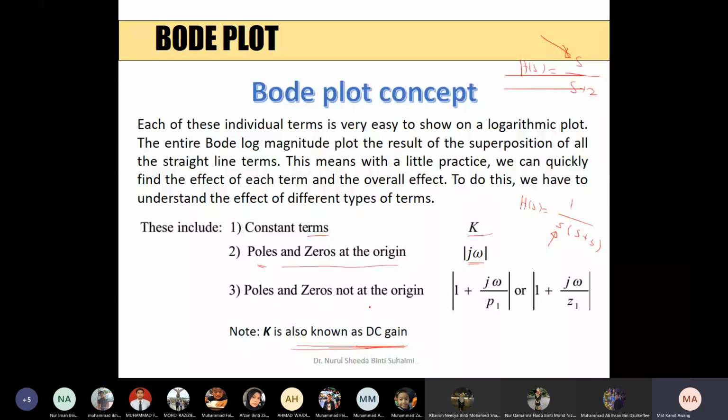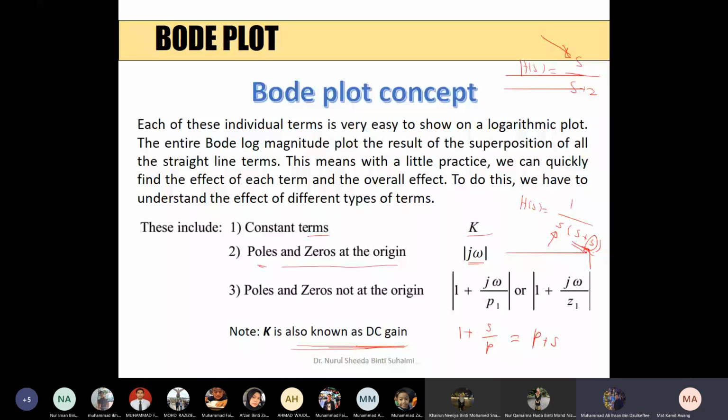The third one is poles and zeros not at the origin. So these are the zeros, these are the poles, not at the origin but at 3. Or it can be written this way, basically 1 plus s over p, or this is actually p plus s. I prefer this one because I know already, I look at this, I know where the location is, at 3.